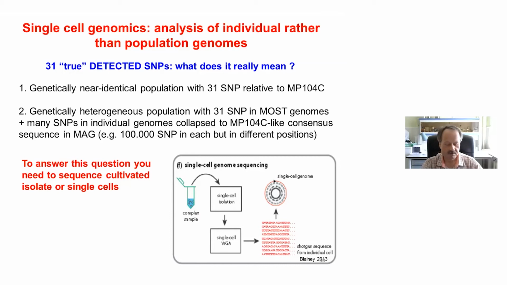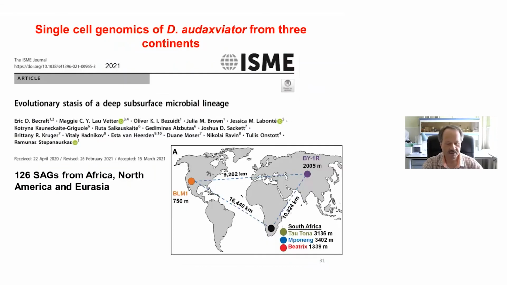To answer this question, you need to sequence a cultivated isolate or single cells from the Siberian strain. We did both. Our finding promoted a large international project on sequencing of 120 single-cell genomes of Desulforudis from South Africa, North America, and Siberia. The results were recently published in the ISME Journal. You can see the paper, which is called Evolutionary Status of Deep Subsurface Microbial Lineage.